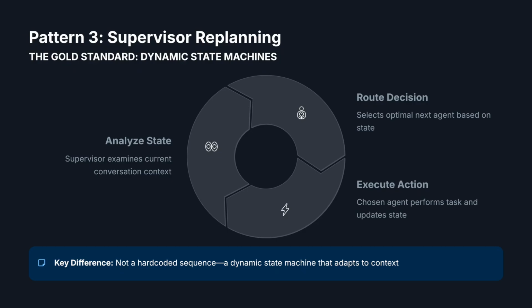But the gold standard for autonomous agents, and what we're focusing on, is supervisor replanning. This turns your linear script into a state machine. A supervisor agent doesn't just follow a list. It looks at the current state of the conversation and dynamically decides who should act next. If data is missing, then it routes to the researcher. If the data is there, then it switches to the coder. It plans step by step, adapting to failures in real time.